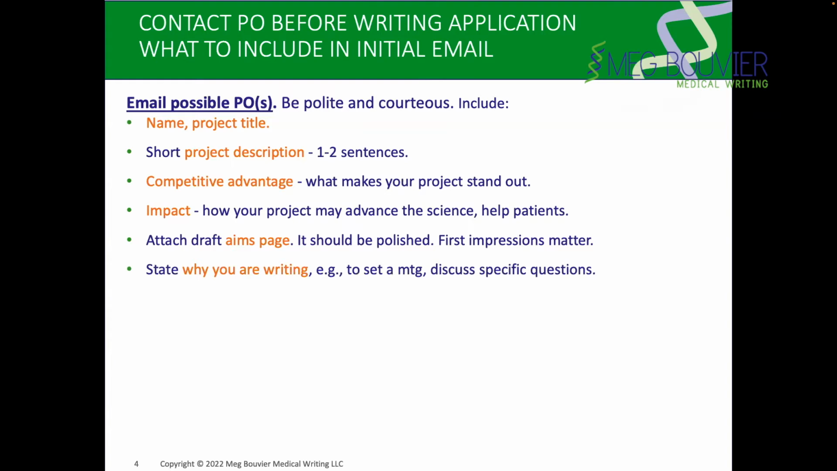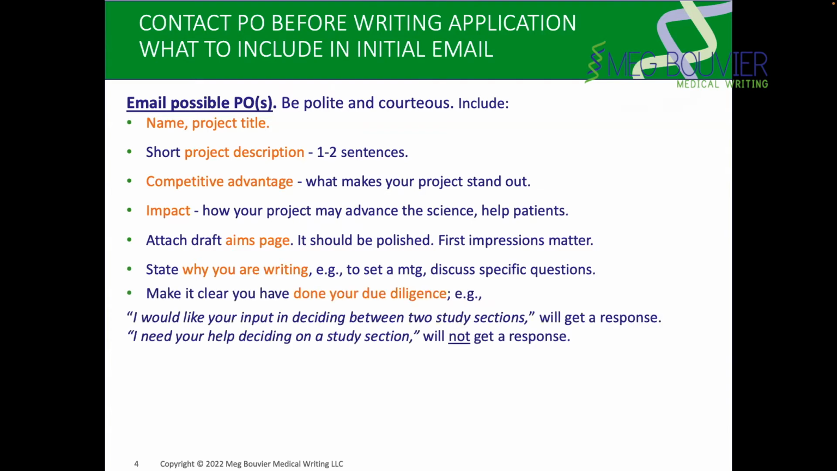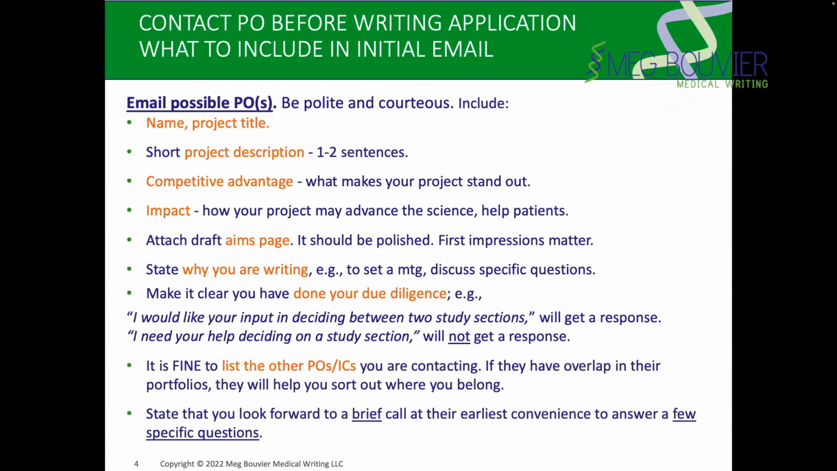State why you're writing. Typically, you're writing to ask for a phone call to discuss a variety of things that we're going to talk about in a moment. Make it clear you've done your due diligence. For example, don't say, I have no idea what study section, help me pick one, because you're not going to get an answer. But if you say, I've narrowed it down to these 2 or 3 study sections, will you discuss with me the relative merits of them vis-a-vis my Aims page? That will get an answer.